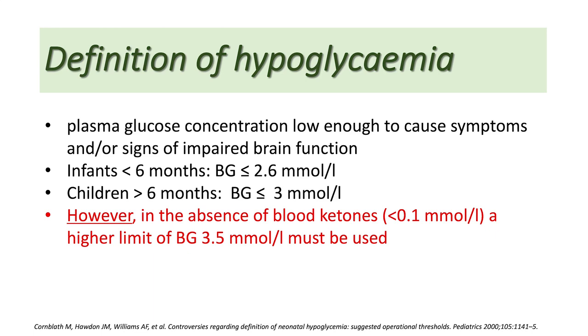From the definition, in infants below 6 months it is blood sugar below 2.6. Above 6 months of age it is blood sugar below 3. However, we have to be very cautious: if no blood ketones are detected, there should be a higher limit of the blood sugar, and we usually set it to 3.5.